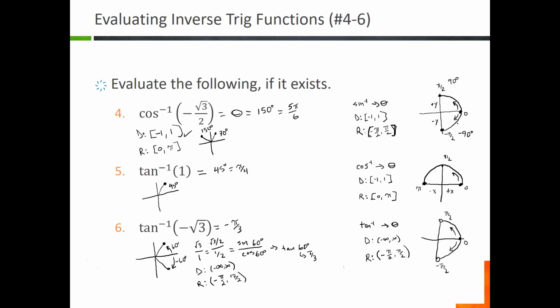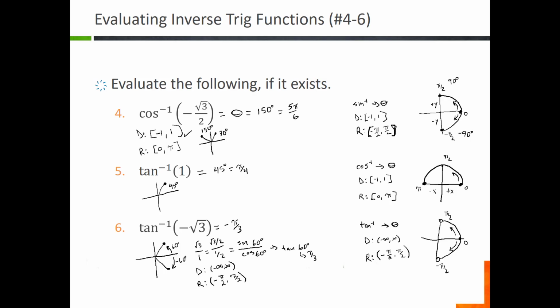So again, inverse sine is going to produce an answer in the first or fourth quadrants, either a positive or a negative angle. Inverse cosine is going to give you an angle in the first or second quadrant. And inverse tangent is going to give you an angle either positive in the first quadrant or negative in the fourth quadrant.